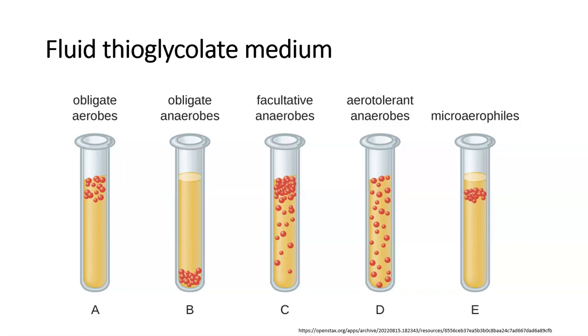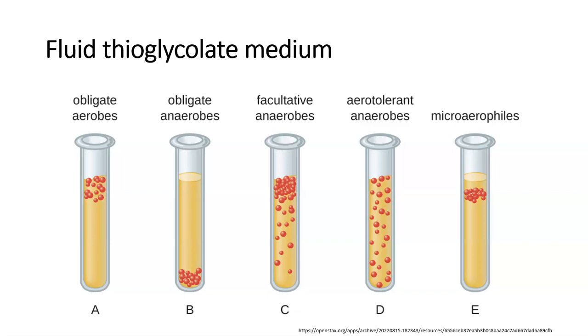In D on this figure, you have what's called an aerotolerant anaerobe. Notice in this picture that the growth is even throughout the tube. That's telling us that the organism isn't using the oxygen at the top. Instead, the oxygen isn't harming it. So it has the ability to detoxify reactive oxygen species, but it doesn't use the oxygen at all.